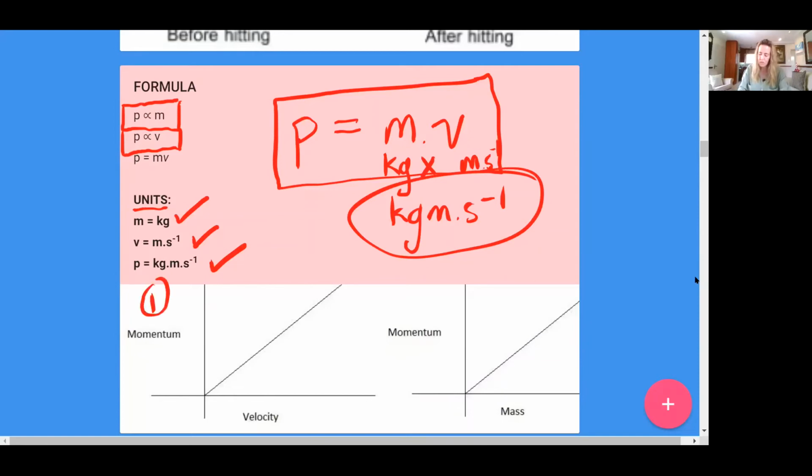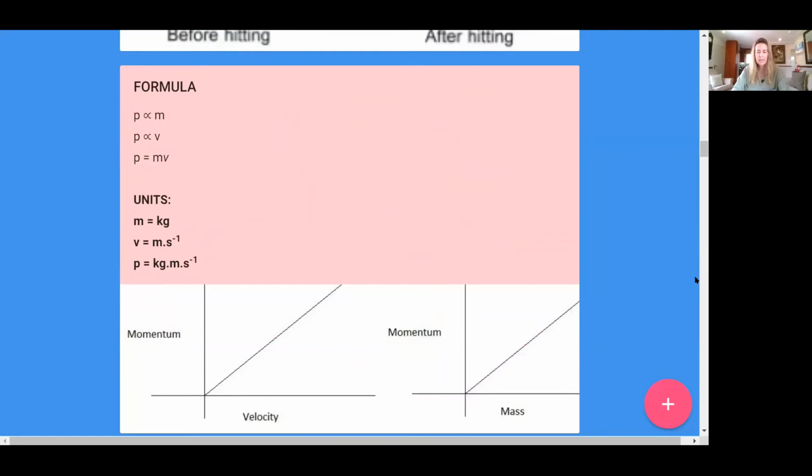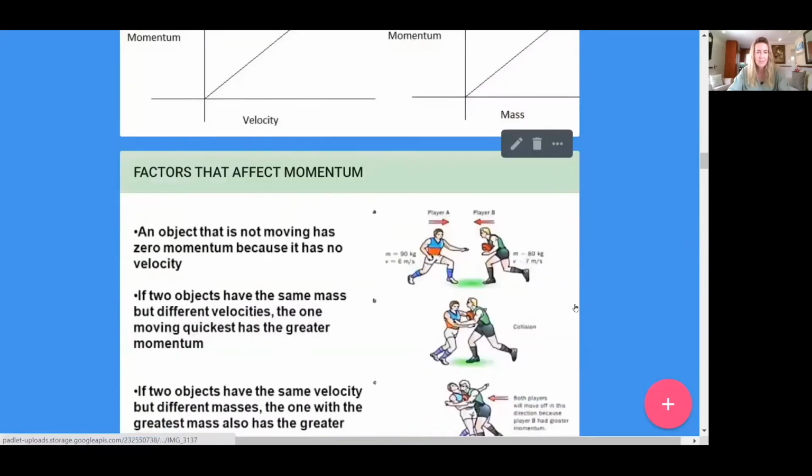If we look at these two graphs, graph 1 and 2, we can see that momentum is directly proportional to velocity, just as momentum is also directly proportional to mass. That means as the velocity increases, the momentum of an object will also increase in direct proportion. And as the mass of an object increases, the momentum will also increase in proportion to the mass. We therefore get these straight line graphs showing this relationship between momentum and velocity, and momentum and mass respectively.